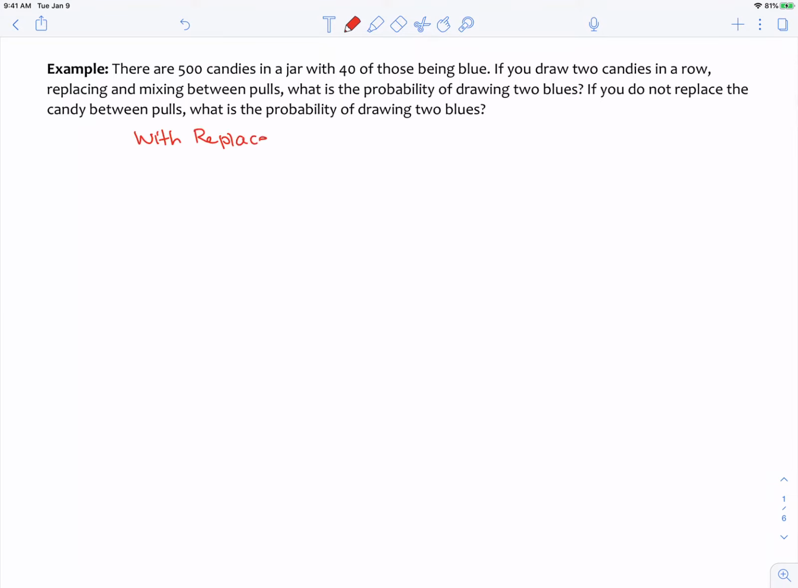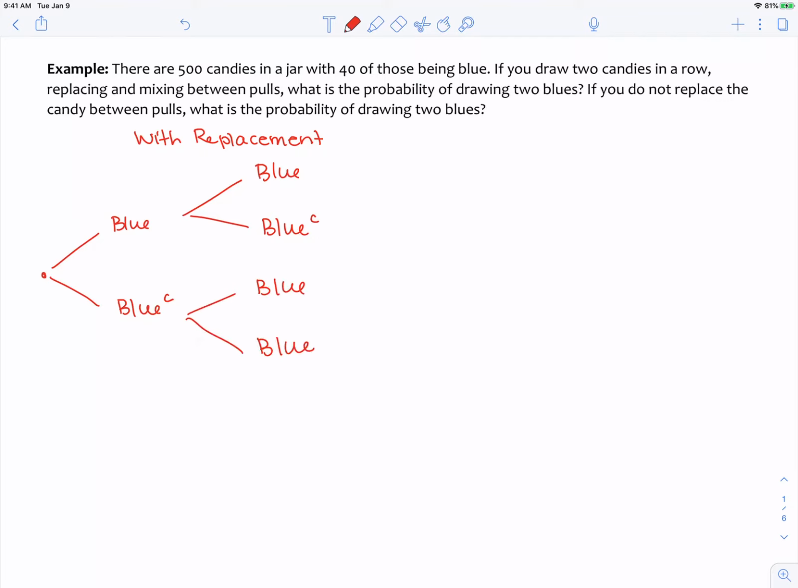With replacement. In that case, we want to show with a tree what our possible outcomes were. We can start by getting a blue candy, or we could get a not blue candy. That's your first selection. Then we go to get the other selection. And again, we could either get a blue candy or a not blue candy. And that's true for either of our outcomes from the first selection.